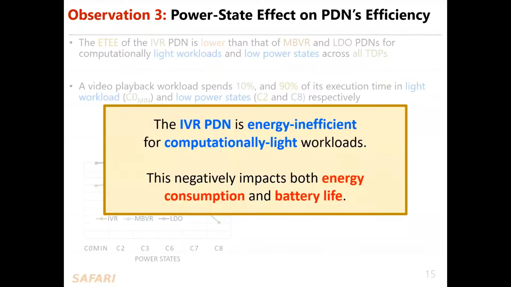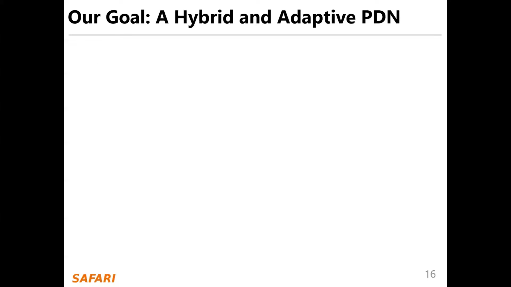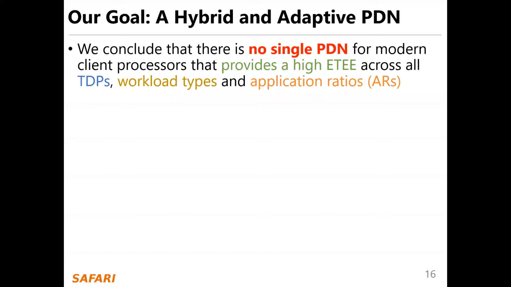We conclude that the IVR PDN is energy inefficient in computational light workloads. This negatively impacts energy consumption and battery life. Based on our three key observations, we conclude that there is no single PDN for modern client processors that provides high end-to-end efficiency across all TDPs, workload types, and application ratios.